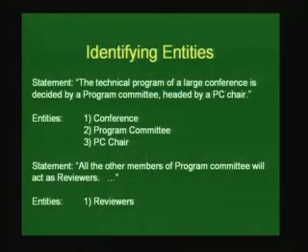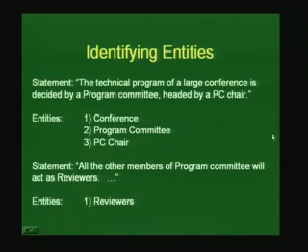Anyway, let us look at the problem statement once again. The technical program of a large conference is decided by a program committee headed by a PC chair. If you just look at that statement, you can already find several entities here, right? The conference is an entity, of a large conference. A conference is something that has a logical existence. Program committee is an entity here, essentially the nouns in this sentence, right? And PC chair is another entity here, right? And one could even say the technical program could also be an entity and so on.